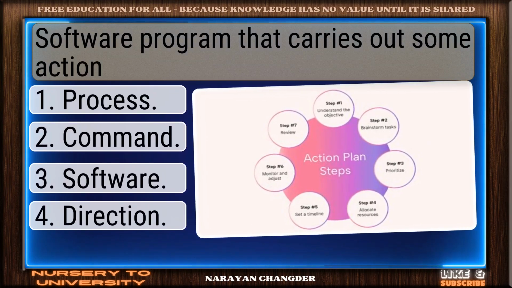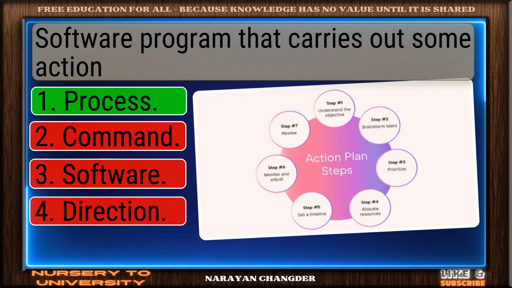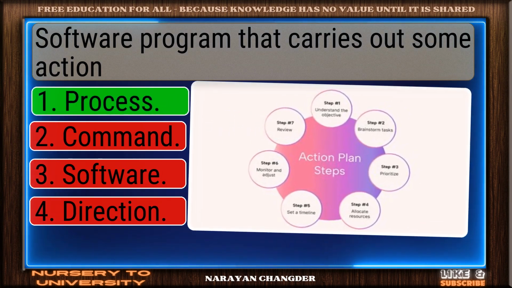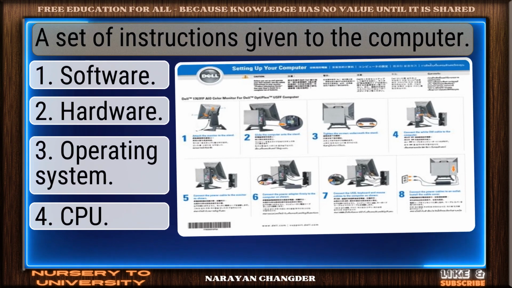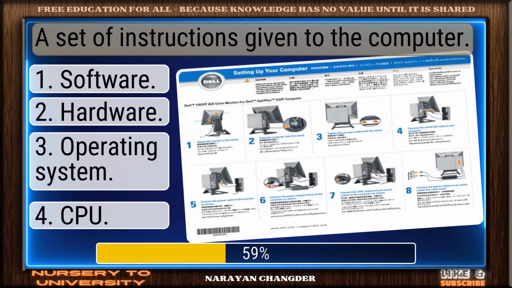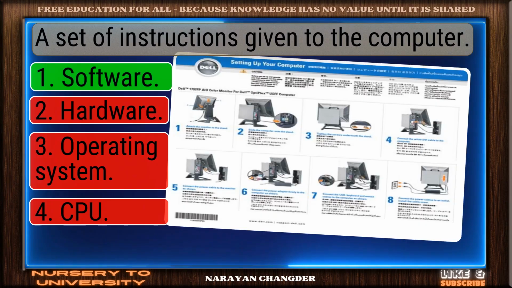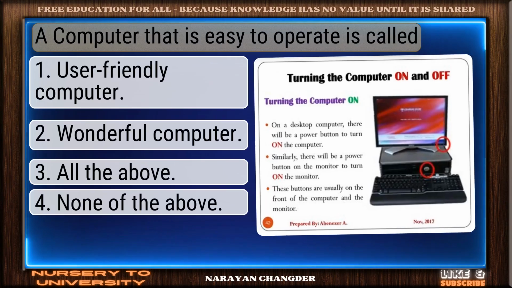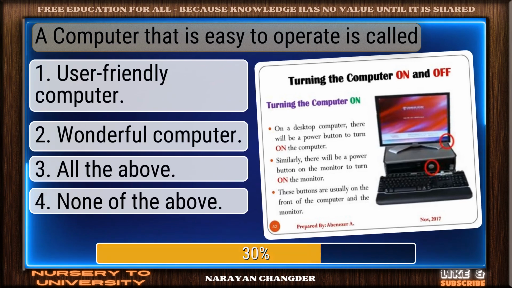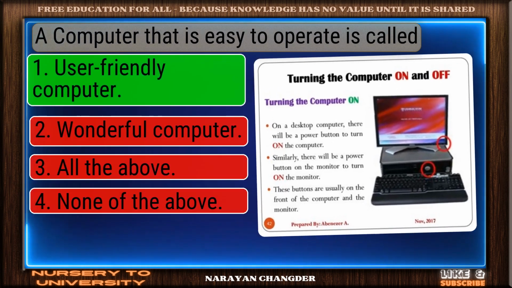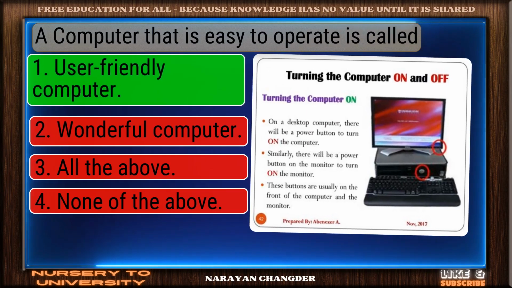A software program that carries out some action. Nice work. You chose process and it is correct. A set of instructions given to the computer. Excellent choice. Software is the right answer. A computer that is easy to operate is called. Great job. User-friendly computer is the accurate answer.